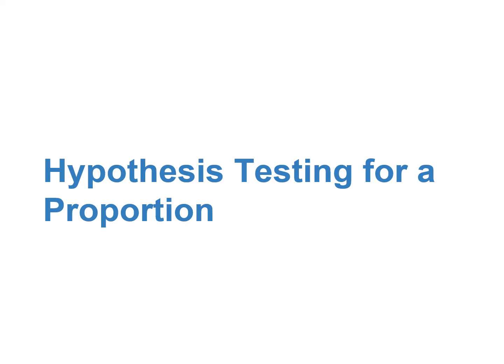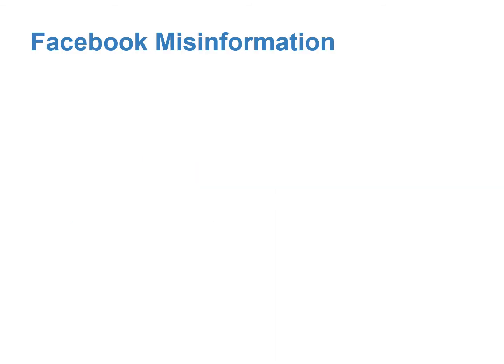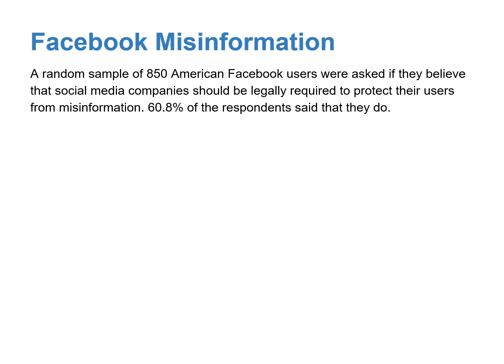This slideshow will cover hypothesis testing for a single proportion. The example we're going to use to work through this type of hypothesis test is an example related to misinformation on Facebook. A random sample of 850 American Facebook users were asked if they believe that social media companies should be legally required to protect their users from misinformation.